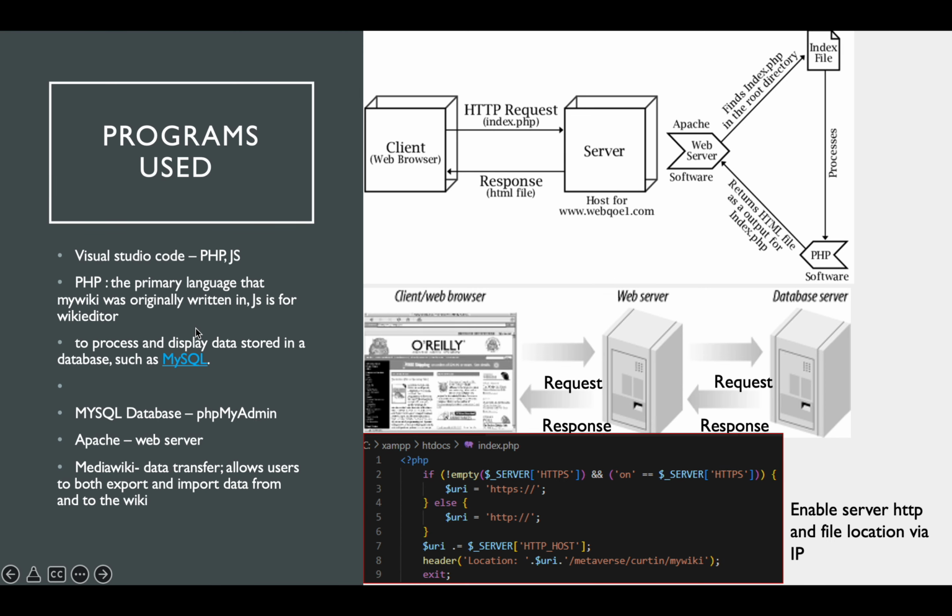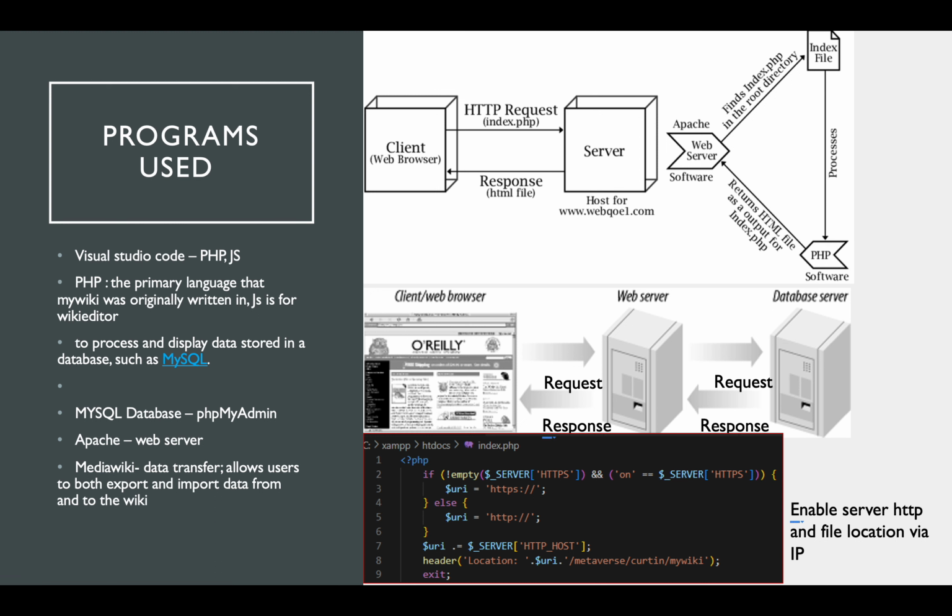So these are the programs used. I'm using Visual Studio Code with PHP and JS. PHP is the primary language that the wiki is originally written in. JS is for the wiki editor, to process and display the data stored in the database, such as MySQL. For the MySQL database I'm using phpMyAdmin, and for the web server I'm using Apache. The MediaWiki I use is for data transfer, allowing users to export and import data from the wiki.